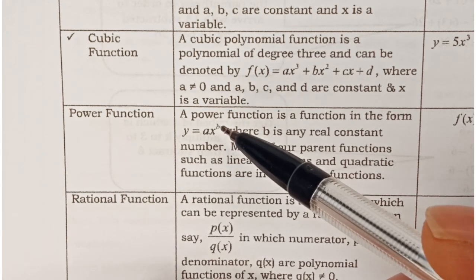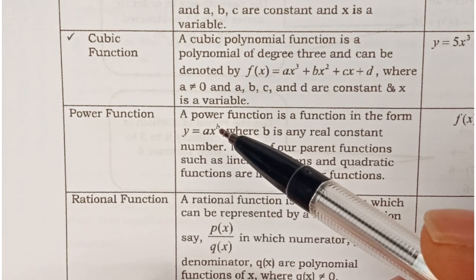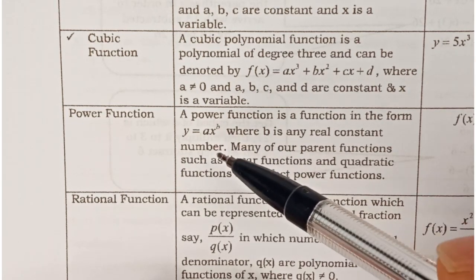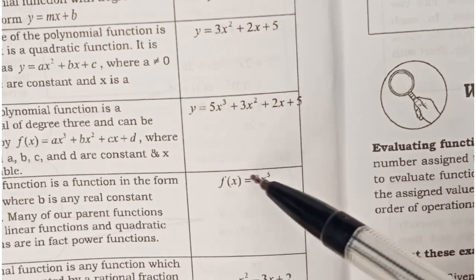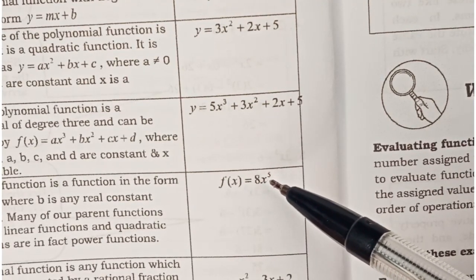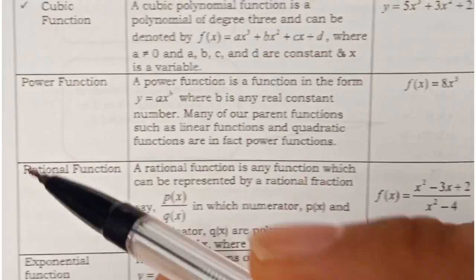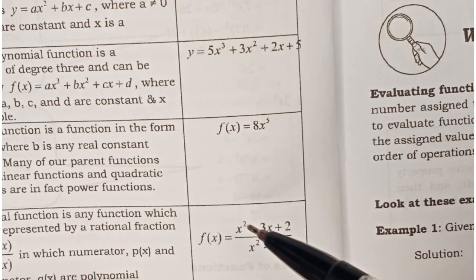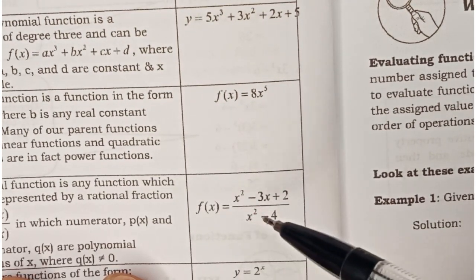Constant number. Ibig sabihin, hindi siya letra. May numerical value siya na real number. Hindi pwedeng imaginary. The same and true with a. Specifically, yung a should not be equal to 0. Ito ang example niya. The value of a is not equal to 0, tas ang exponent niya ay constant number, real number.